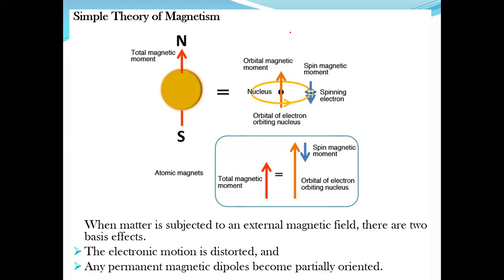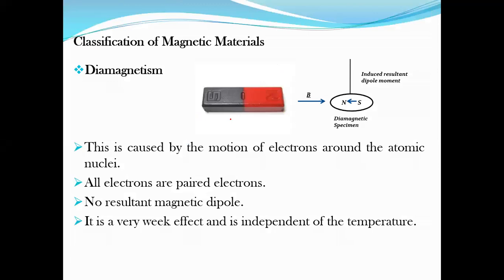So therefore, when the matter is subjected to an external magnetic field, there are two things happening. The electron motion is distorted due to the external magnetic field. So the classification of magnetic material: diamagnetic, right, induces a resultant dipole moment. So this is caused by the motion of electrons around the atomic nucleus.